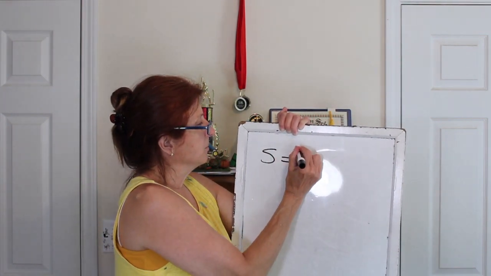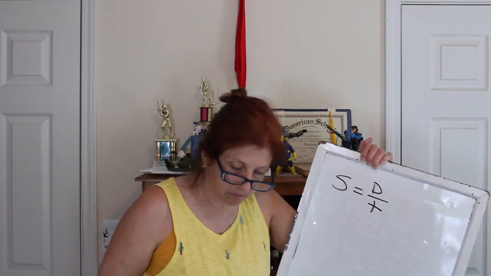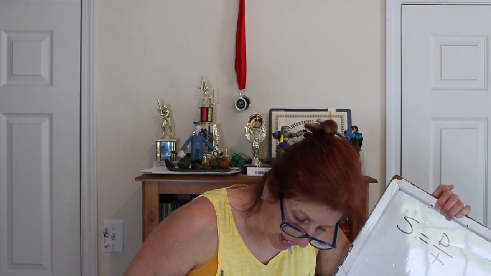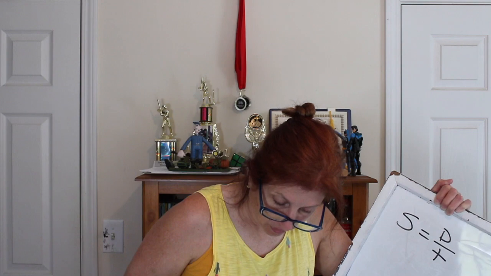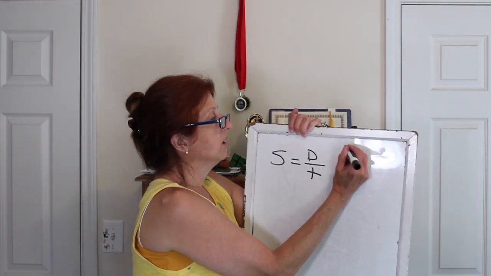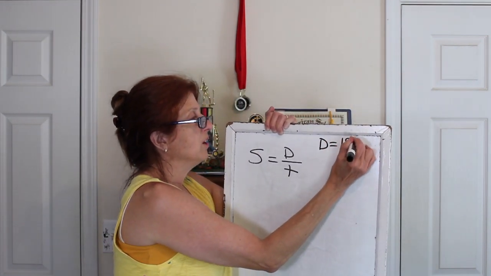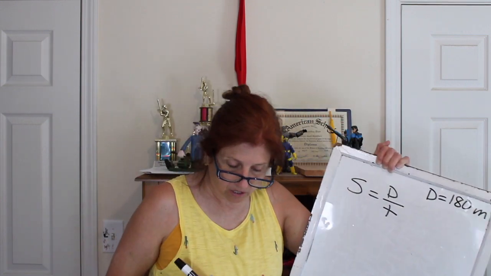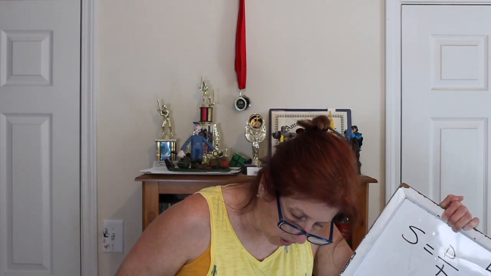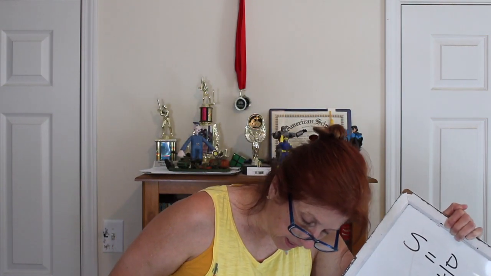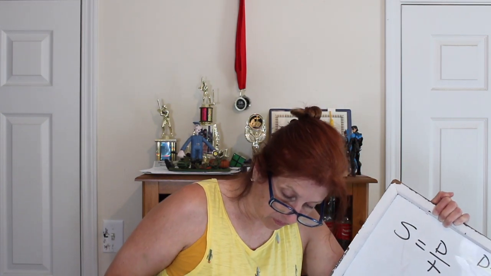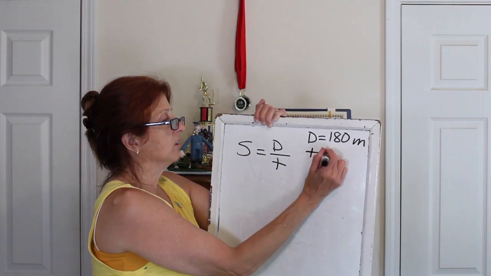Our problem says, average speed is given by the formula, speed equals distance over time. Find the average speed in miles per hour of a car that travels 180 miles from Boise, Idaho to the Minidoka National Wildlife Refuge in 3 hours.